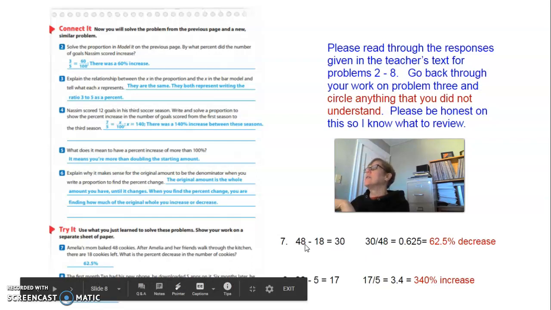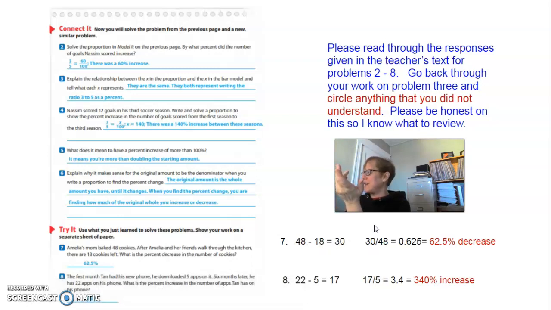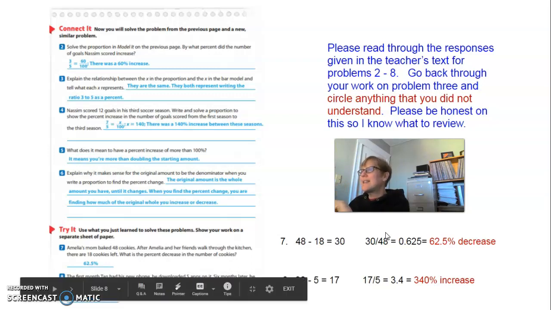So the first thing I did is say, well, how many cookies did she and her friends eat? Well, they must have eaten 30 cookies because there was only 18 left. That's a lot of cookies. So the percent decrease would be 30 divided by 48. And again, I used my calculator to do this. I got 0.625, and remember what I just talked about, moving the decimal point 2 places to the right? That's a 62.5% decrease in the number of cookies.